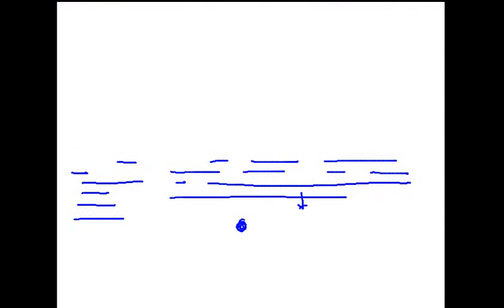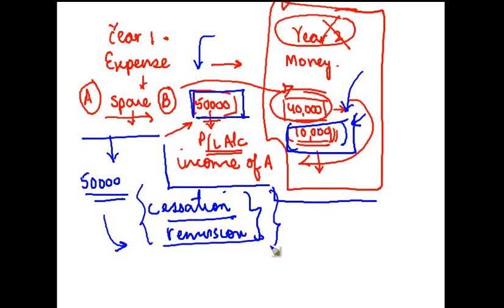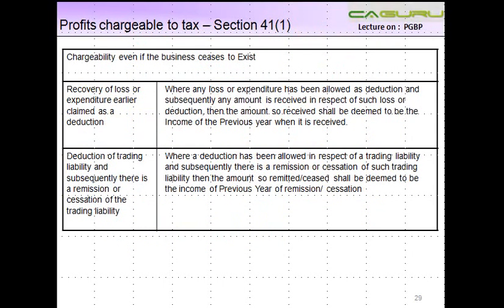So what's the difference between case 1 and case 2? In case 1, we are saying the entire 50,000 has been paid, and subsequently 10,000 is received by A. Whereas in case 2, the liability remains and there is a cessation of liability. It's one and the same thing. Both are chargeable to income tax under section 41(1). Right? Let's move on to the next slide now.